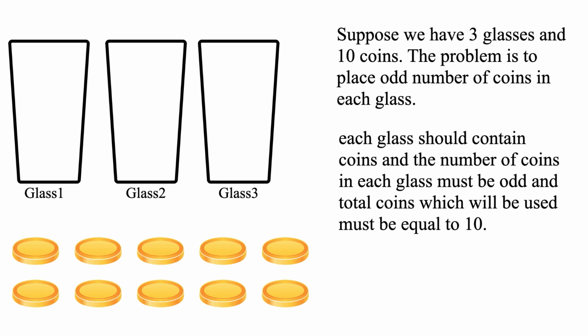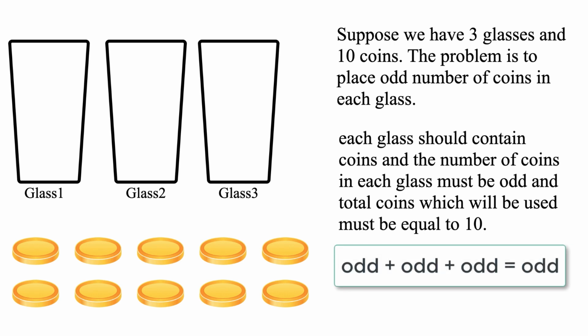See, it is not possible to use all 10 coins with each glass having an odd number of coins. This is because if you add an odd number of coins an odd number of times, then the result is always odd, but not even. But here there are 10 coins, which is even. That is the challenge here. There is an even number of coins but the number of glasses is odd. Therefore, we must think out of the box.